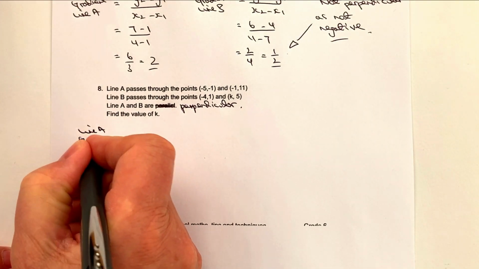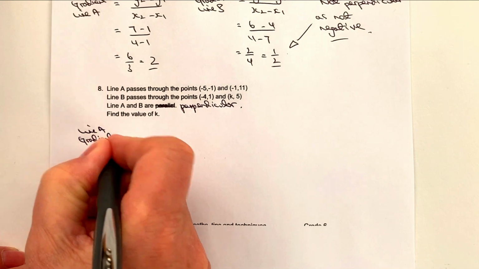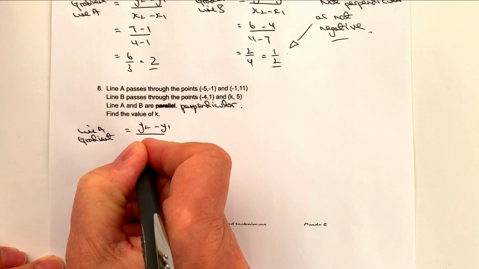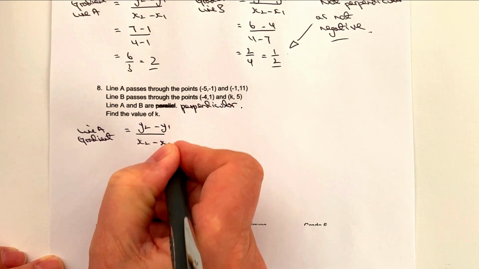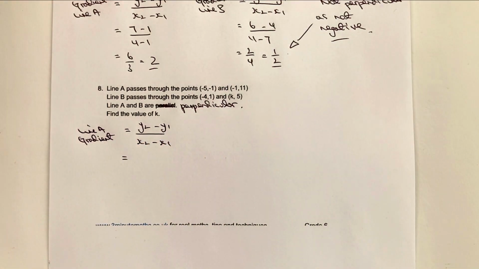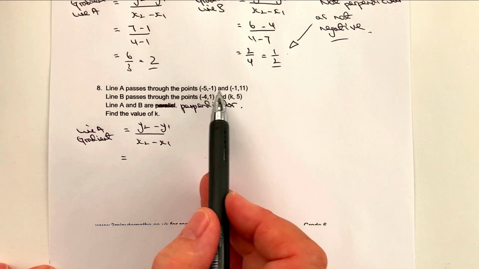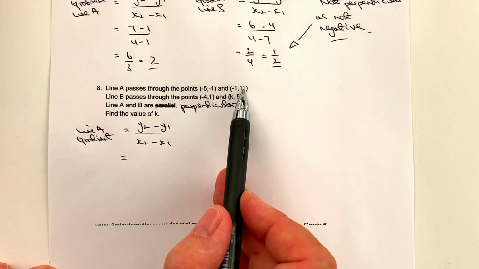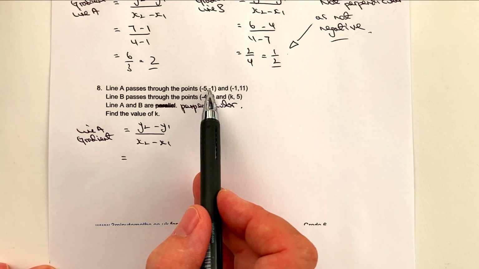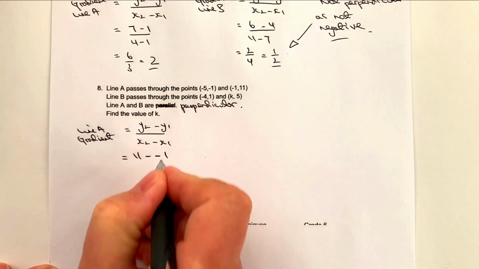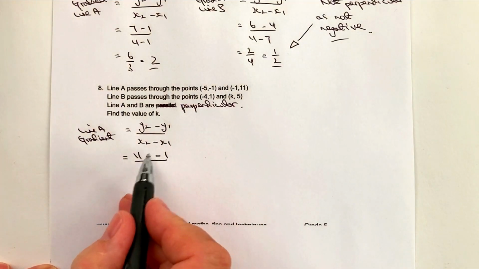Okay, so the first thing is, let's look at line A. And again, I'm going to look at the gradient for line A. Well, that's going to be y2 minus y1 divided by x2 minus x1. So again, let's feed in the information we've got. Now, you've got to be very careful with these because we've got some negatives floating around. So I've got 11 minus minus 1. Okay, 11 minus minus 1. Be very careful about these negatives.